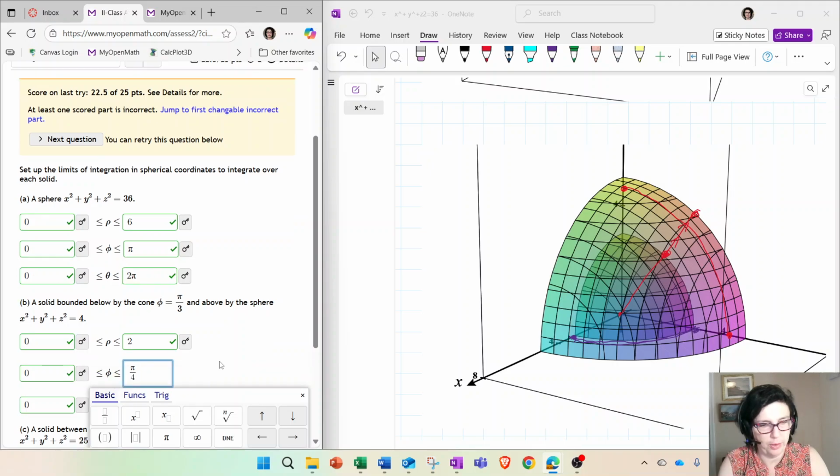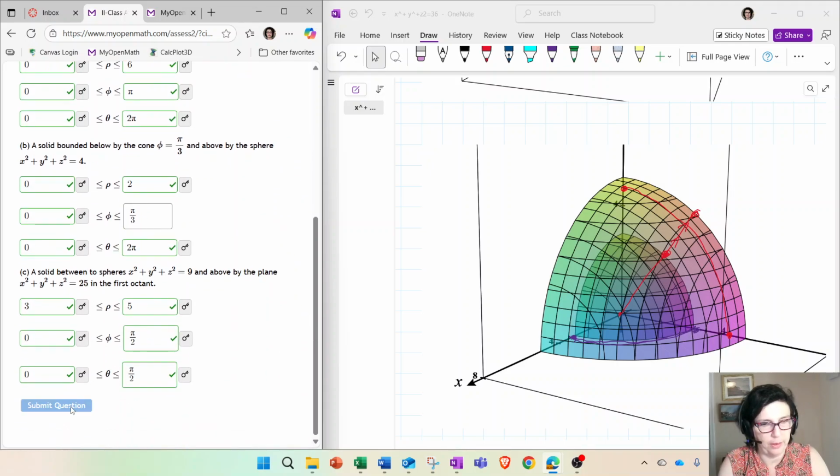Oh, this one's supposed to be pi over 3. Okay, now that's better.